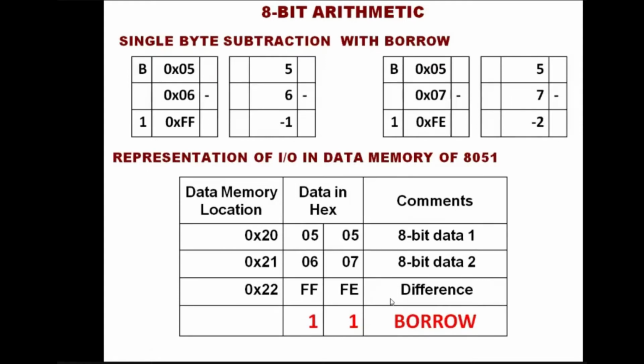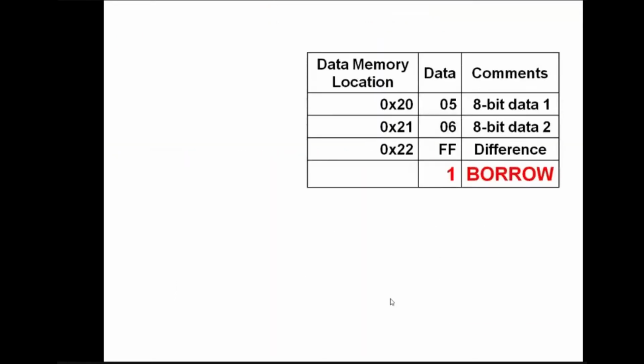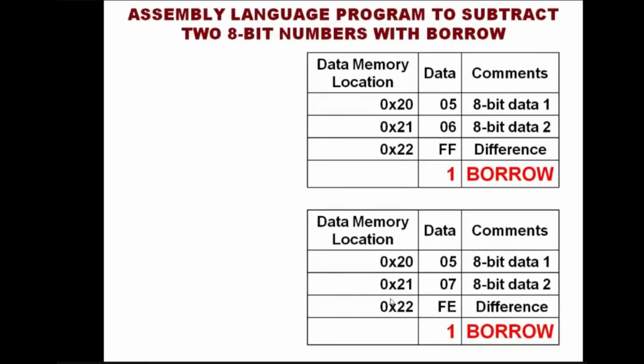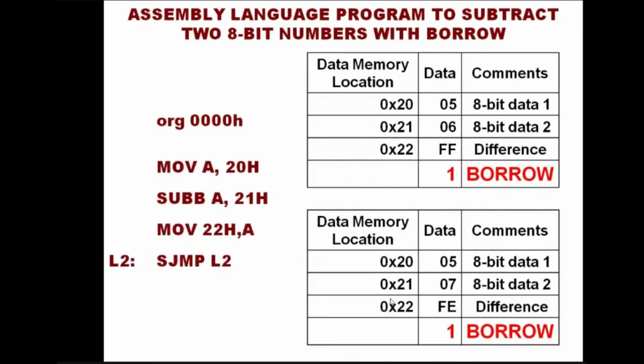We are going to execute the same code, only changing the data, and we are going to observe whether the borrow flag is getting set or not. That means whether the carry flag is getting set or not. So let us do the coding part. The coding part is very simple, the same code as what we did earlier. And now we are going to check the borrow flag, that's all.